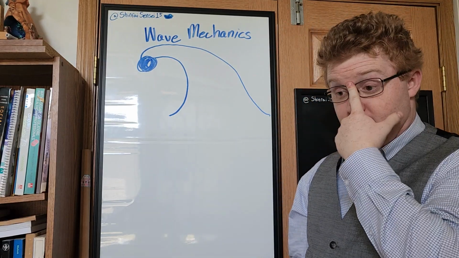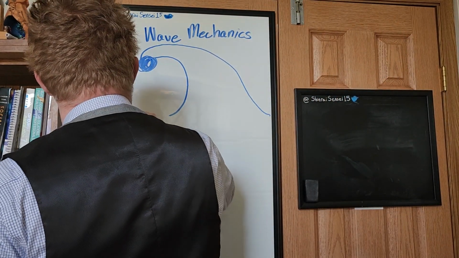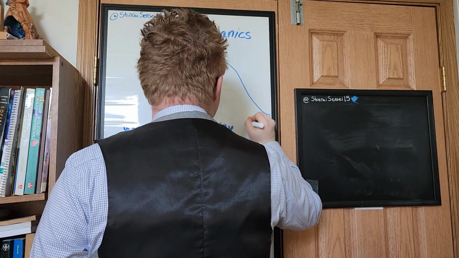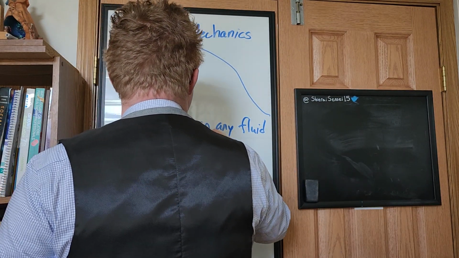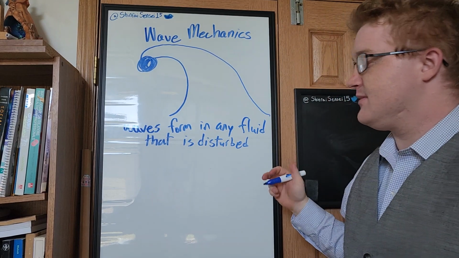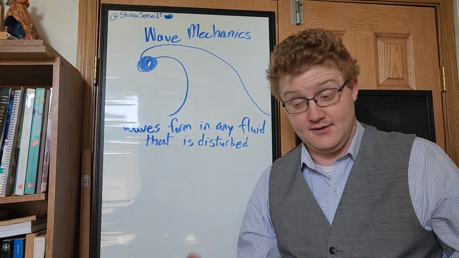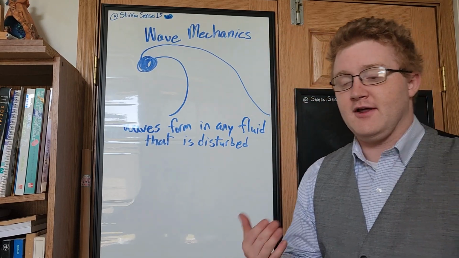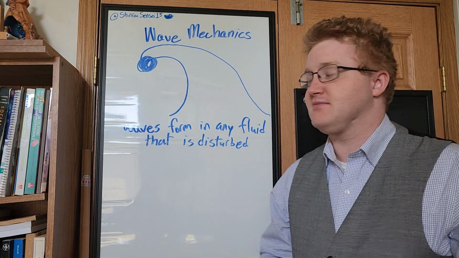Alright, so wave mechanics. The main thing to know about waves is that they form in any fluid that is disturbed or has energy added to it, right? We'll just go with "is disturbed" for shorthand. But the proper way you should probably remember is that it has energy added to it, because that's more in line with the laws of physics. But we'll just say "is disturbed" for shorthand and brevity's sake, right?